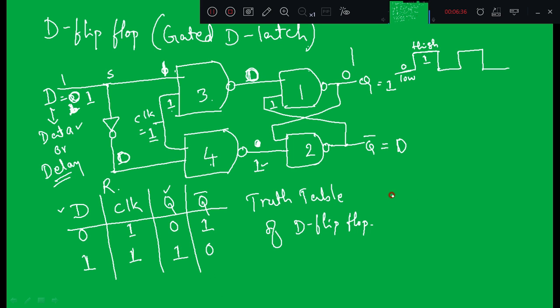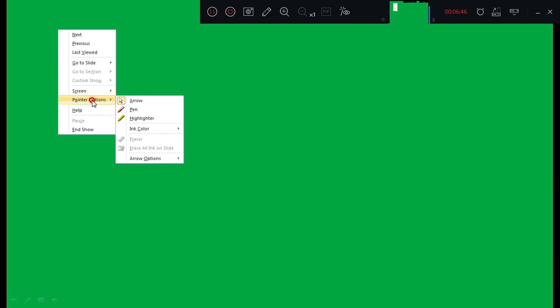Next, we will move to the next slide where we are going to discuss one more flip flop, which we call Jack Kilby, right? So in short, we call it JK flip flop. The next flip flop is the JK flip flop, which is also called a gated JK latch.